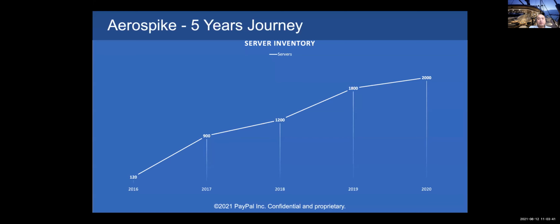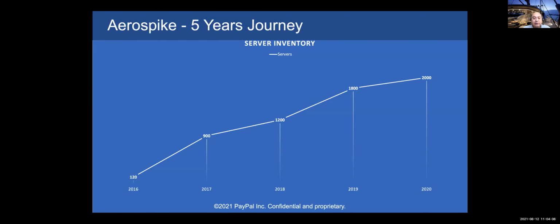As a growing journey, we have been using Aerospike for 5 years now, starting from 2016, at which time we actually had 0 instances of Aerospike. As you can see, during the last 5 years, we have grown from a 0 footprint to an inventory of 2,000 hosts. And for these 2,000 hosts, we have about 150 clusters.